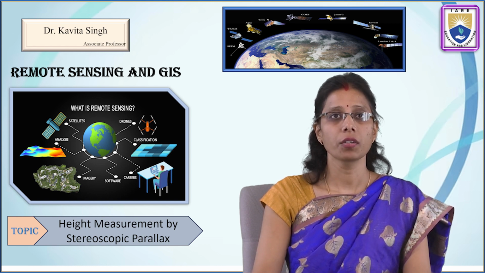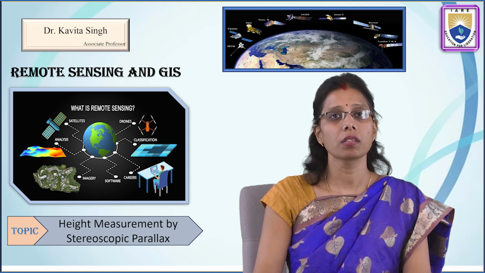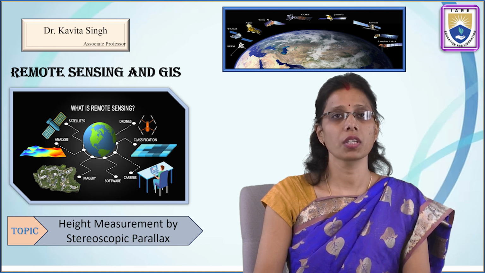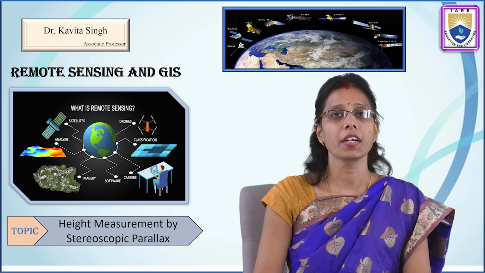So today we are going to discuss our topic: height measurement by stereoscopic parallax. So how do we measure the height of an object by using the stereoscopic parallax? In the previous lecture, we just discussed what a stereo pair is. So with the help of the stereo pairs, with the help of the stereo photos, how can we measure the height of the object?